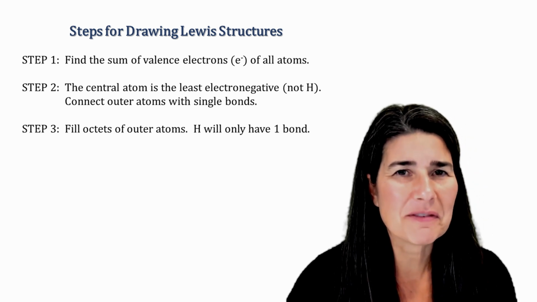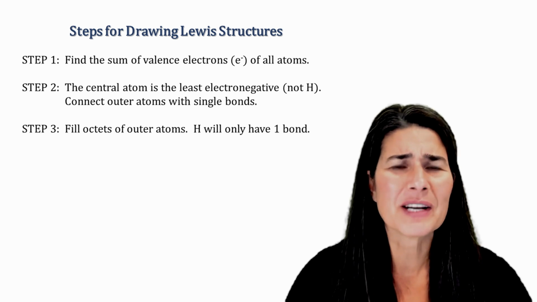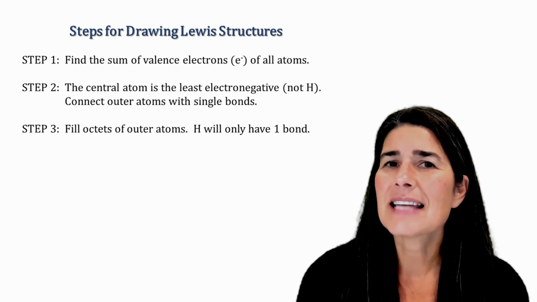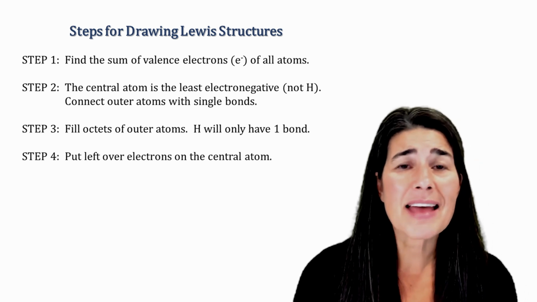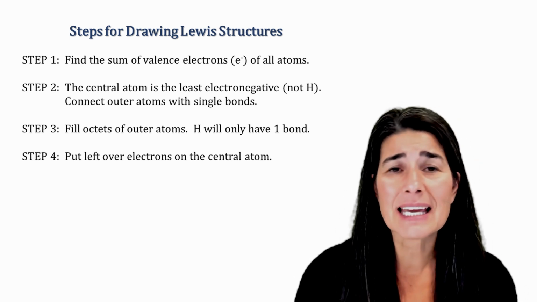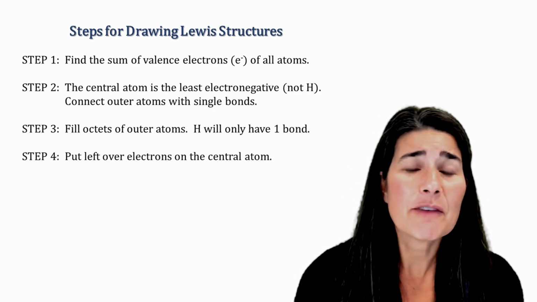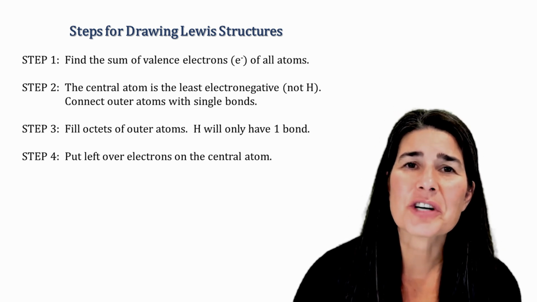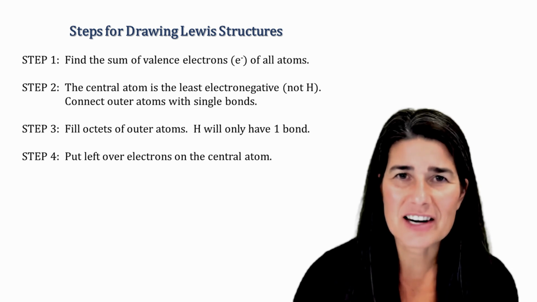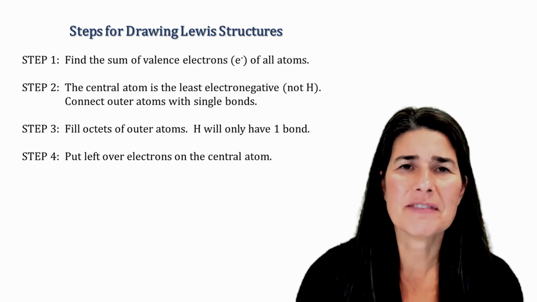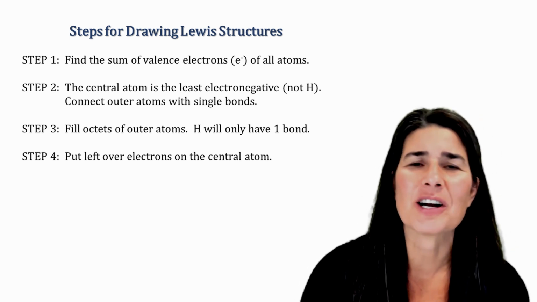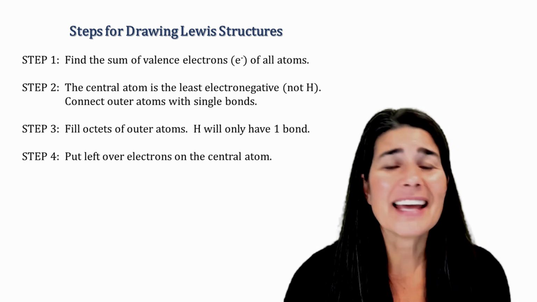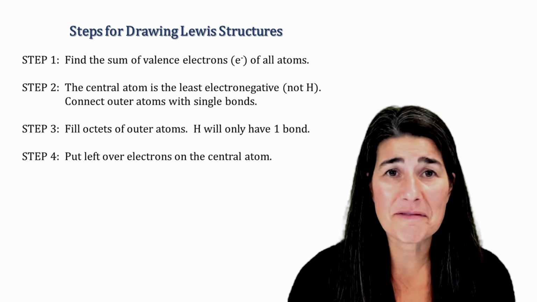Step 1, add up your valence electrons. Step 2, put the different one in the middle. Step 3, fill up the outer octets. Step 4, if you have any leftover electrons, you're going to keep this running total going. If at this point you have any leftovers, put them on your center atom as a lone pair. Not separate, not individual electrons, but just put them as a pair of electrons around your center. Then, and only then, do we do step 5.